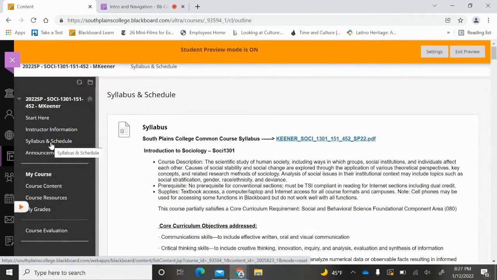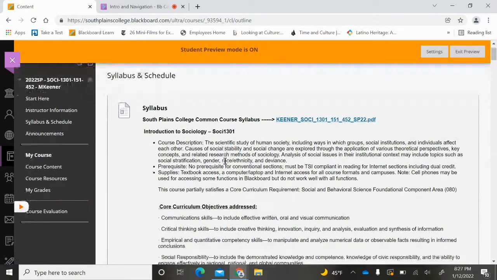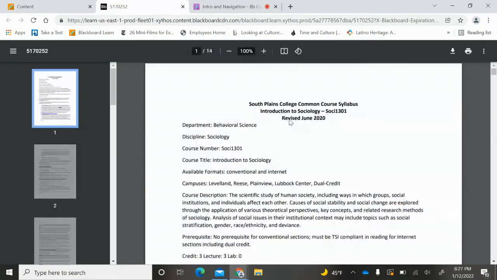Again, exactly what this is. So the first thing you're going to see is a syllabus. This is the link to the actual printable syllabus. So if you just click it right here, it'll pop up and you can print it if you're that kind of person, or you can download it to your computer. Either way.